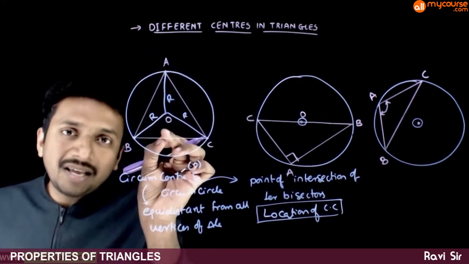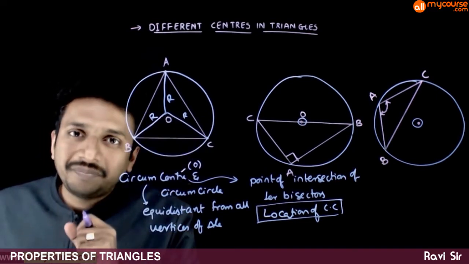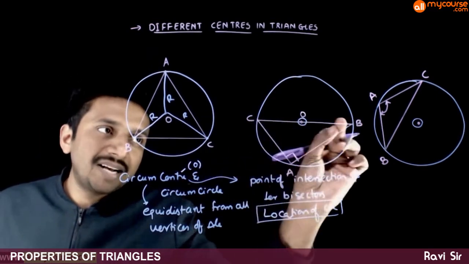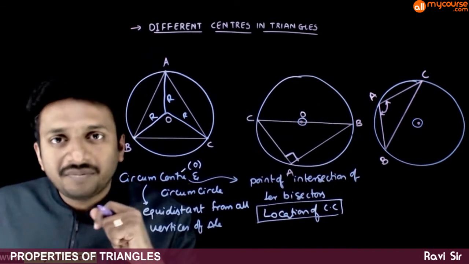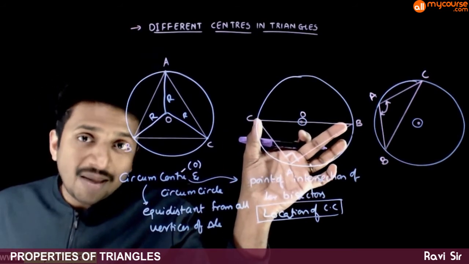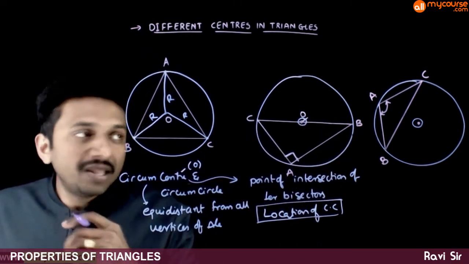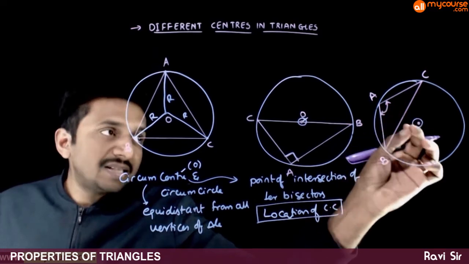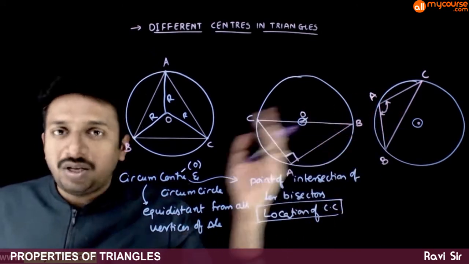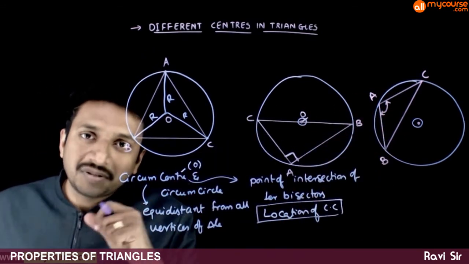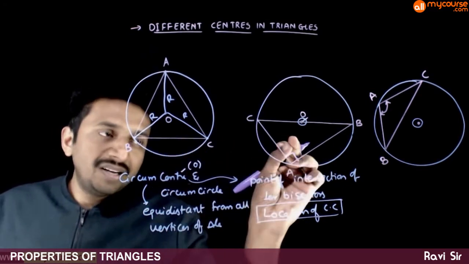So if you take an acute angle triangle, obviously the circumcenter has to lie inside the triangle. If you take a right angle triangle, because this angle is 90 degrees, this has to be the diameter of the circle. And if this is the diameter, that means the hypotenuse has to be the diameter, and the midpoint of the hypotenuse has to be the circumcenter. And if you take an obtuse angle triangle, the circumcenter should lie outside the triangle, towards the hypotenuse side. So the most important case for circumcircle and circumcenter is the right angle triangle.